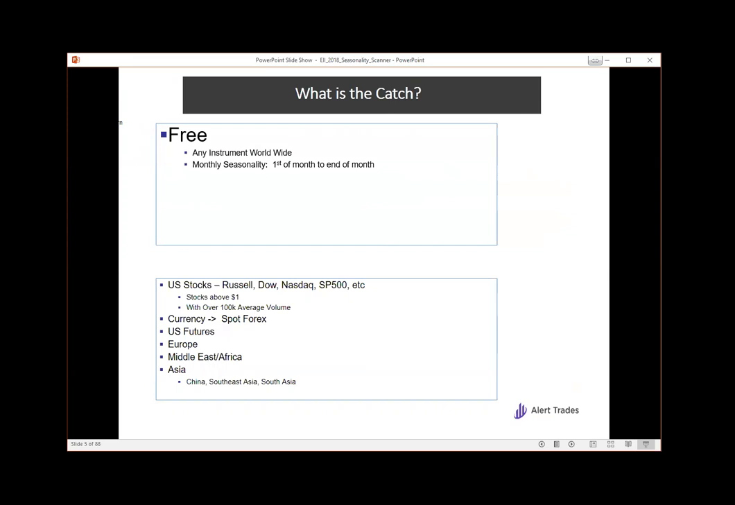It basically gives you monthly seasonality. What do I mean by that? When you look at a particular instrument, for example, Apple, and you pull it up, it'll basically allow you to choose the month, January, February, March, April, and so forth. And in that process, it'll find the seasonality where it looks at the first of the month to the end of the month. So everything is on a monthly basis for the seasonality for any instrument out there.